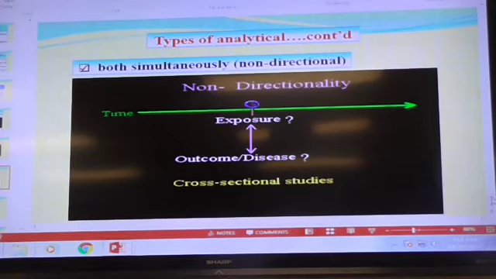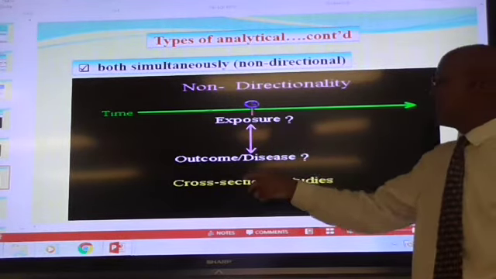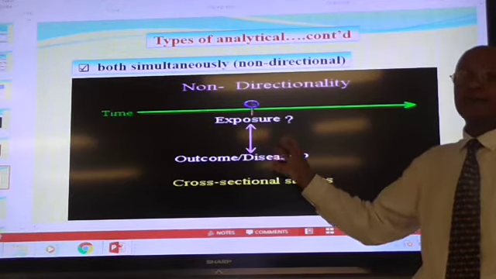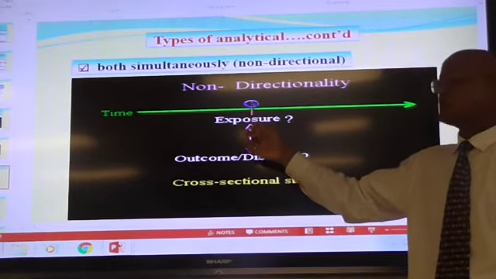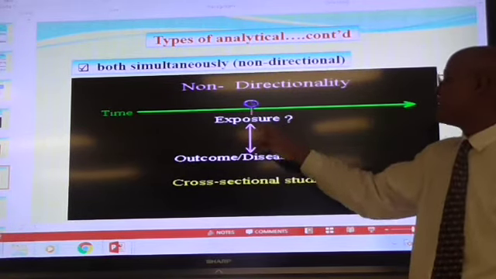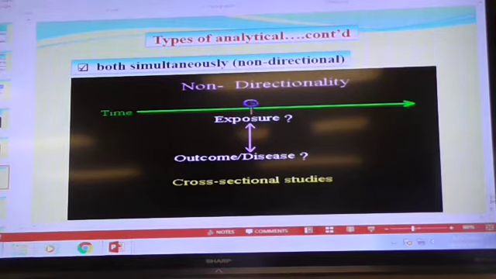The third type is non-directional. That means you just go out there and try to ascertain both exposure and disease at the same time. So nothing comes first. You first ascertain the outcome and then immediately you record the exposure, or you first record the exposure and then the outcome. But the key here is what? You ascertain both at the same time. So this is non-directional. So cross-sectional studies always follow this type of setup, where directionality is non-directional.